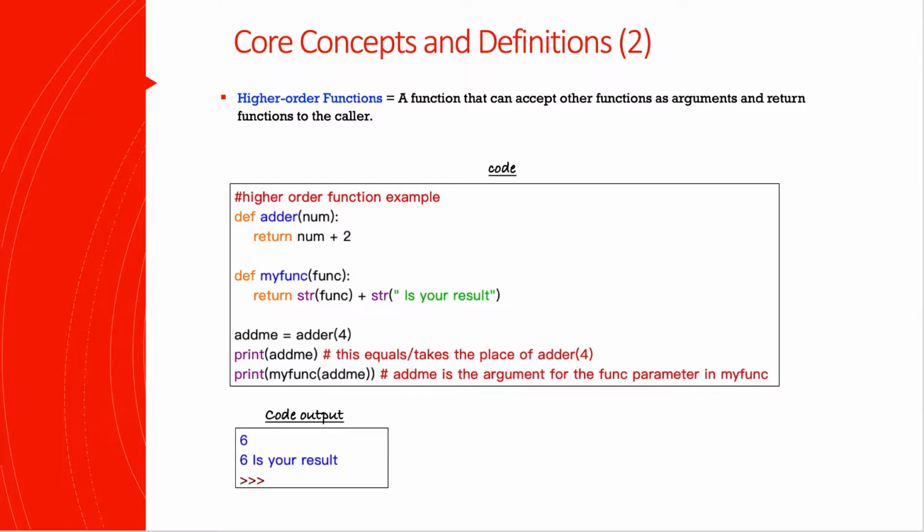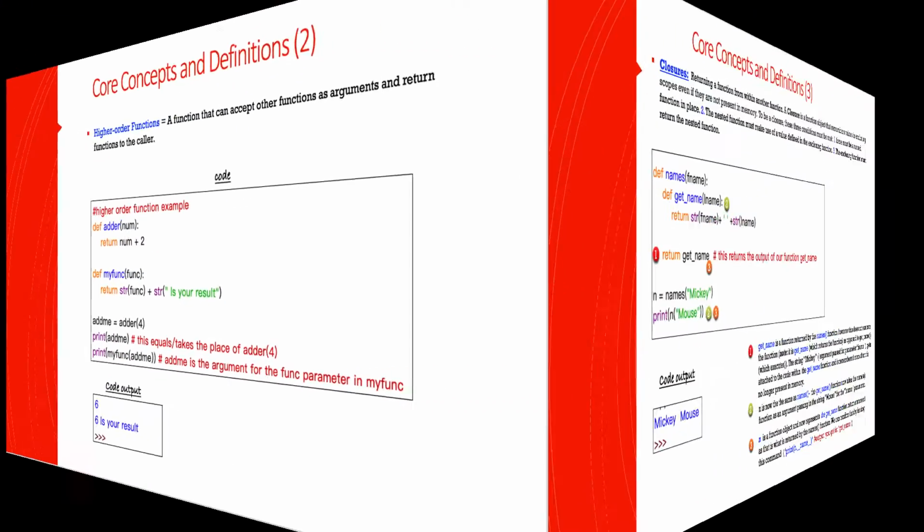Now, if we print myfunc, which is our second function, and pass it addMe, which is our function adder, addMe is the argument for the function parameter in myfunc. You see that? So we are passing myfunc a function. And when we do, we return func. The return of func is what? Is 6. We just went through that, right? 4 plus 2 is 6. So it returns the output, what the function returns, plus is your result. So 6 is your result. So that's it. That's as simple as it gets for higher order functions.